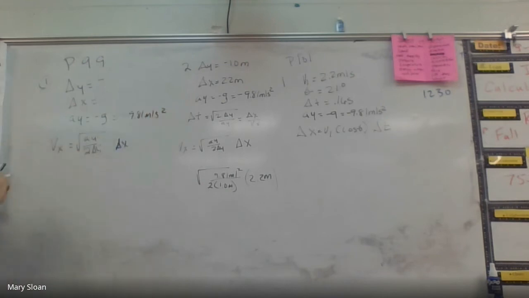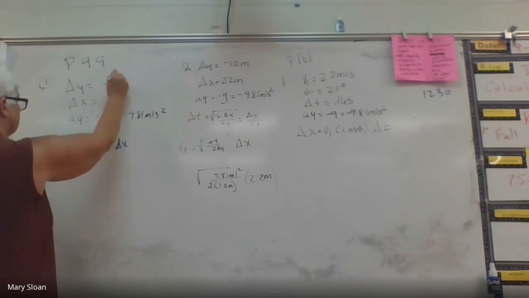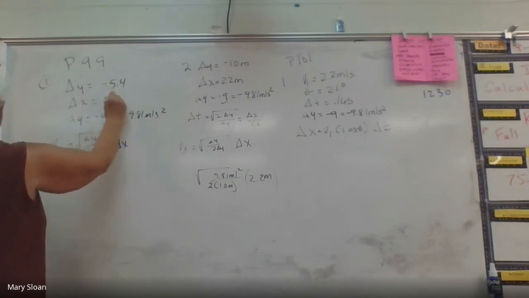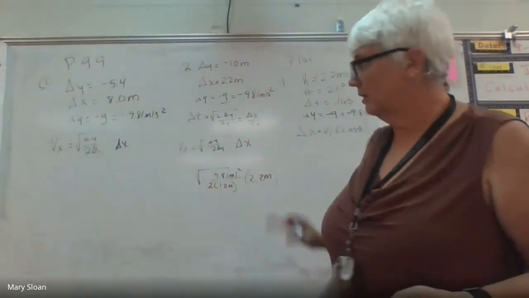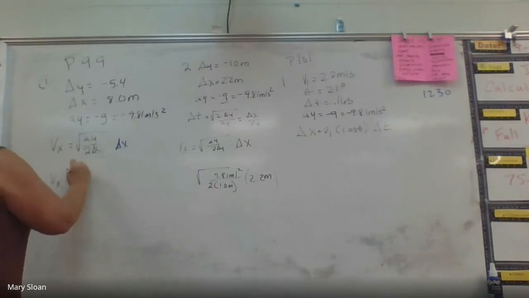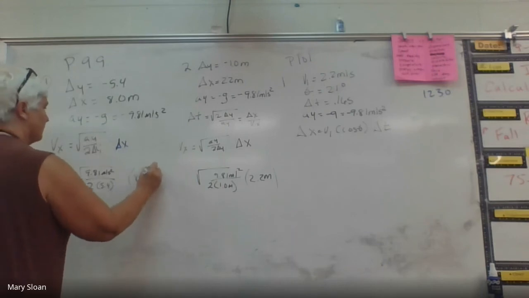All right, so what is my change in y? Okay, what's my change in x? 8.0, right? Meters? Everybody good so far? Okay, we're going to do the same thing as what we've done before. So we're going to do Vx equals square root, we're going to have 9.81 meters per second squared over 2 times the change in y, 5.4. And then over here, we're going to do 8.0 meters.